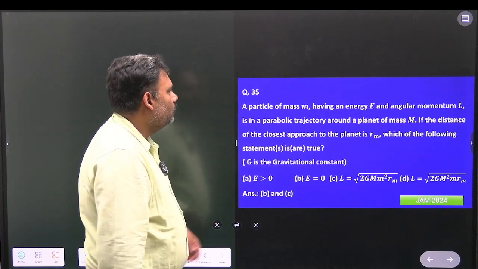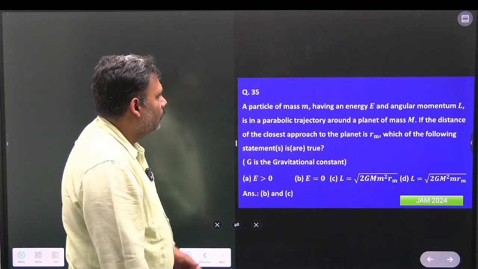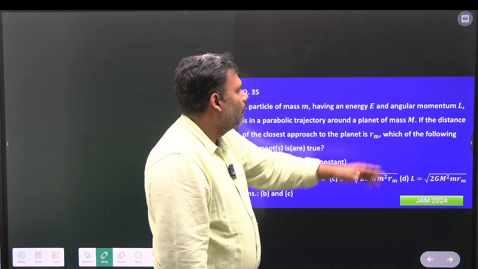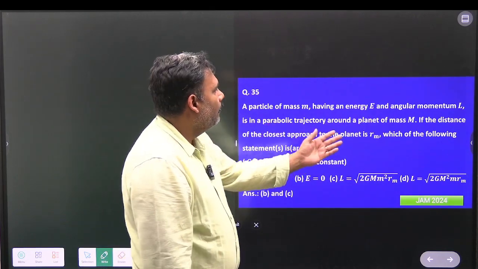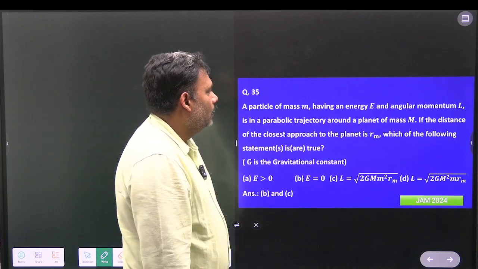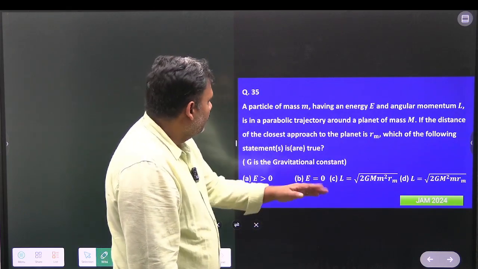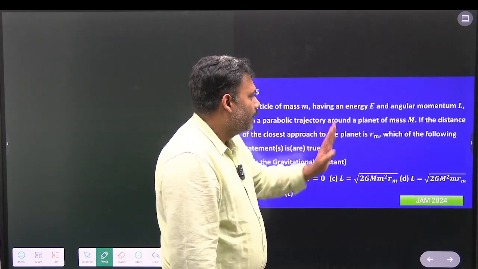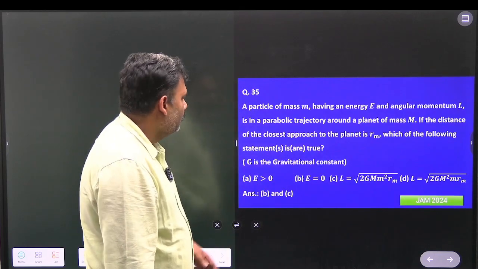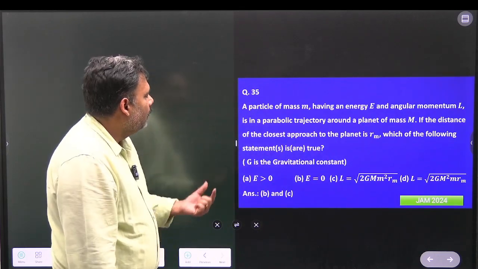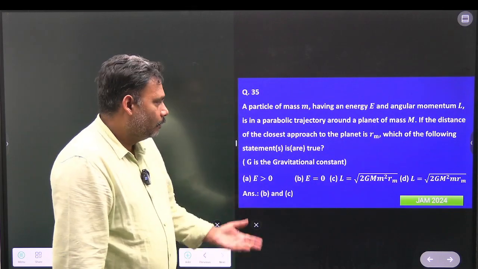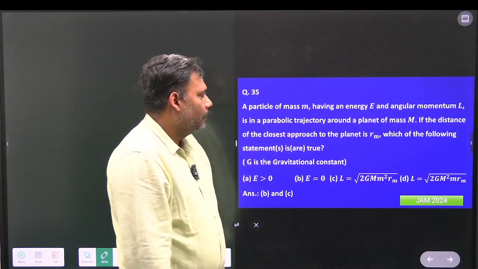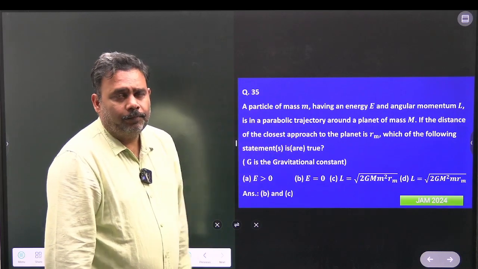So what is this question? There is a particle of mass m which has energy E and angular momentum L, in a parabolic trajectory around a planet of mass M. If the distance of the closest approach is Rm, which of the following is correct? So you have to tell what will be the energy and what will be the angular momentum of this particular particle, which is moving in a parabolic orbit.